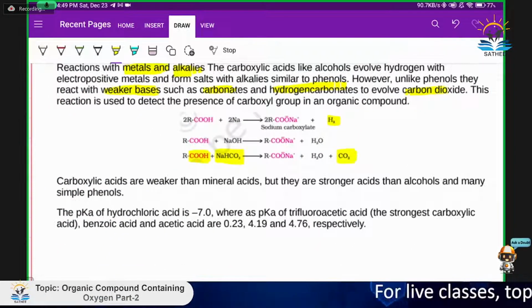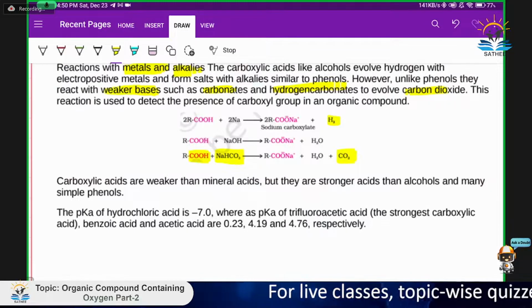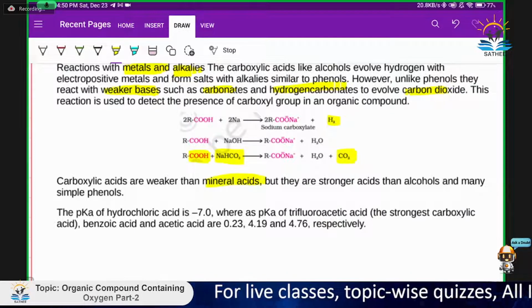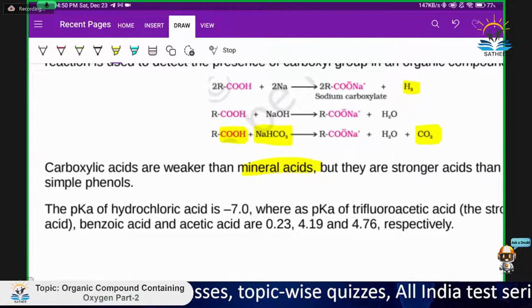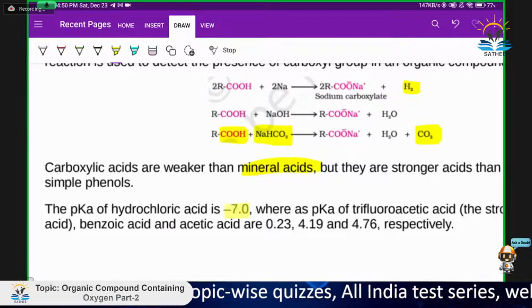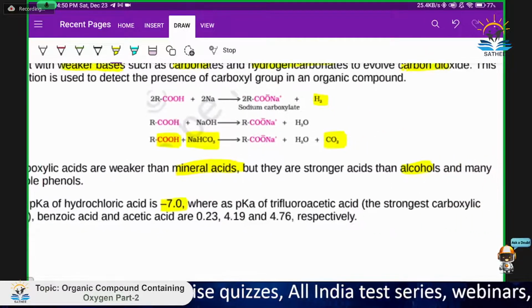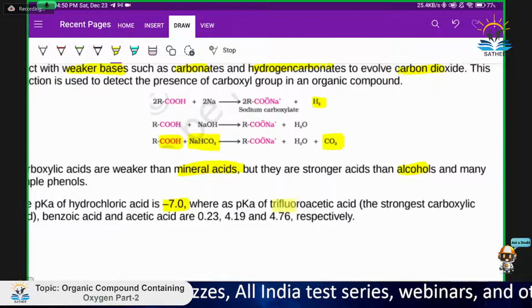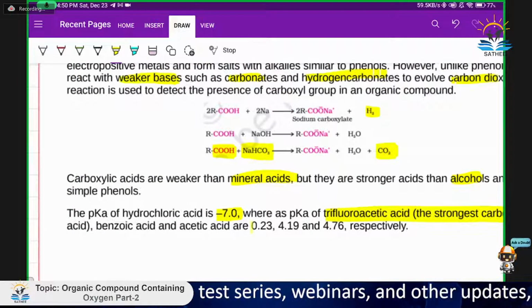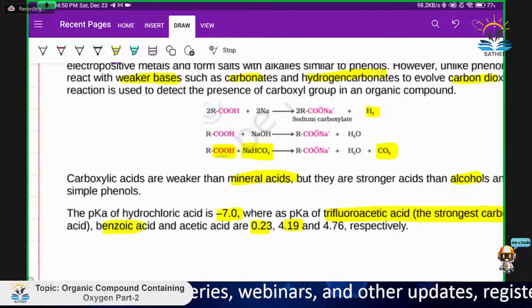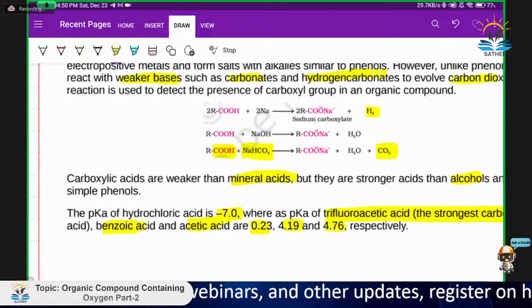Carboxylic acids are weaker than mineral acids, but they are stronger than alcohols and many simple phenols. This can be seen through their pKa values. The pKa value of hydrochloric acid is -7. But trifluoroacetic acid, which is the strongest carboxylic acid, has a pKa value of 0.23. Benzoic acid is 4.19 and acetic acid is 4.76.